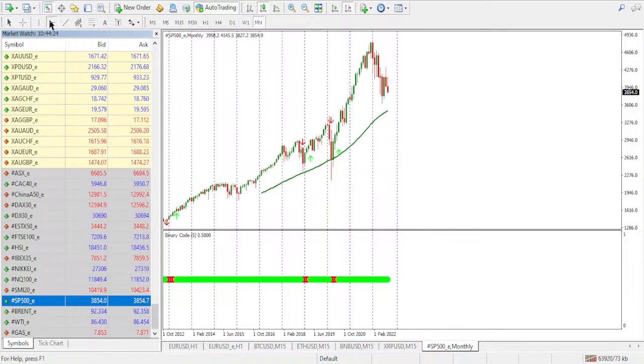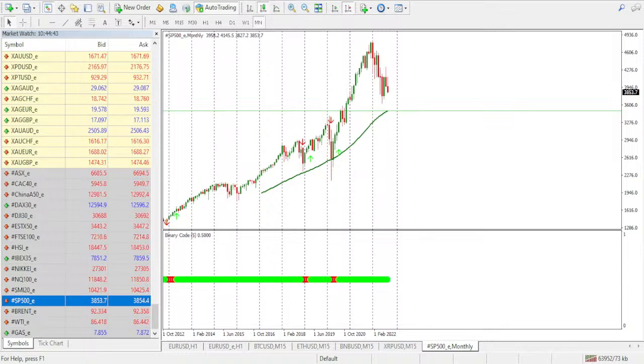We don't expect it to break below this level here. So keep watching for buy positions, especially if the price can pull back and touch this level. This will give us an ideal place to look for a buy from. So that is my opinion on that instrument.